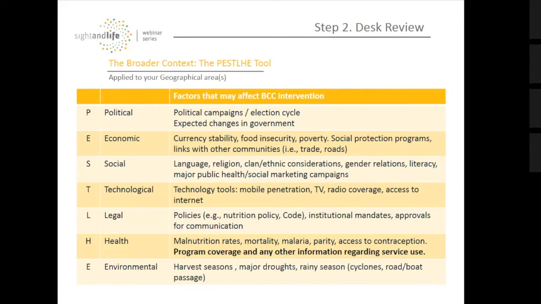Let's look at the S for social. In some places where ethnic and clan lines are strong, you want to know if interpersonal communication will be accepted if it's delivered by outsiders. So this is important to know, and it helps you with your planning.